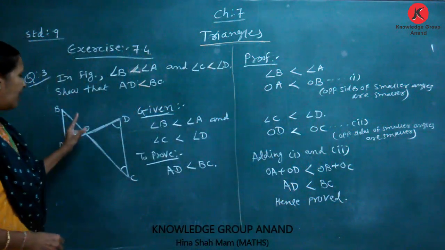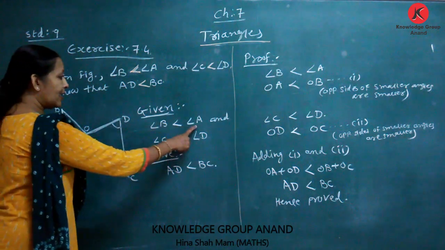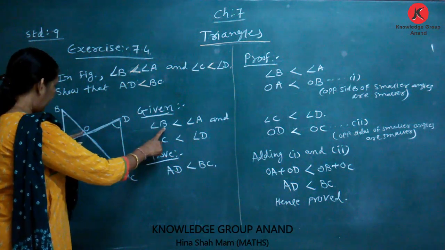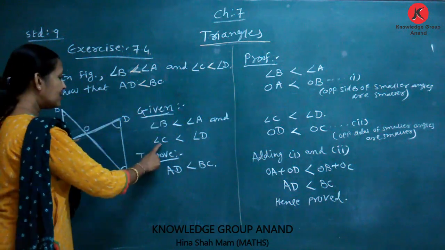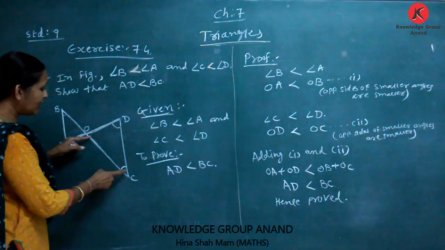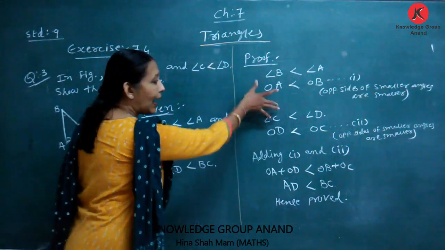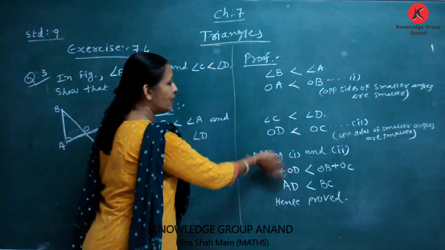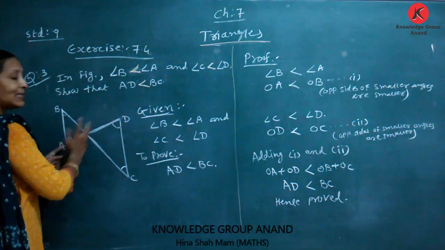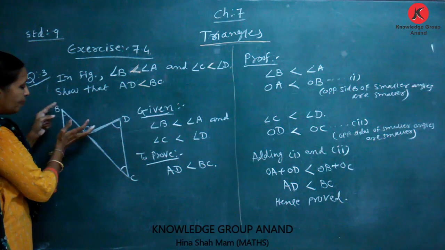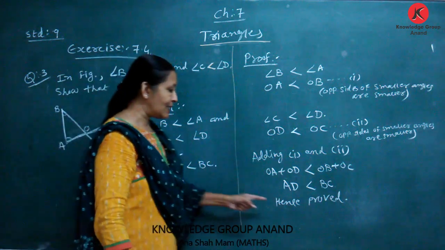It's so easy. Given part, to prove. First we write angle B less than angle A. Then which sides are less? OA is less than OB. We write angle C less than angle D. Therefore the opposite side OD is less than OC. Adding 1 and 2, OA plus OD is less than OB plus OC. But OA plus OD means AD and OB plus OC means BC. Therefore AD is less than BC.